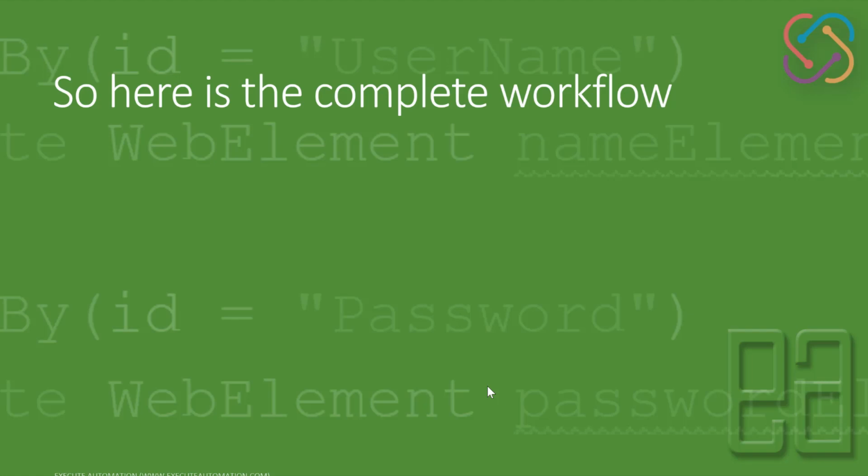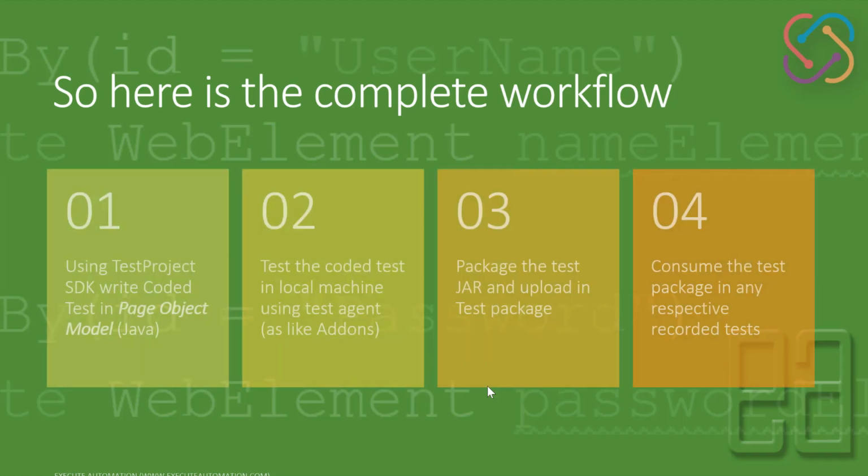So here is the complete workflow that we're going to do in this whole video as well as in the next video. Using the TestProject SDK, we are going to write a coded test using page object model. And again, we are going to use the Java language binding for now, because other SDK language support is going to be rolling out very quickly. I think C# is the next language SDK which is going to be released by the TestProject team. So stay tuned for that. We are going to discuss that as well.